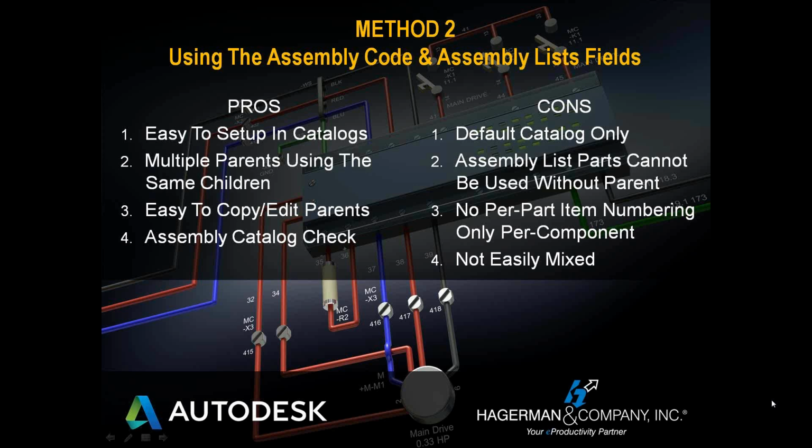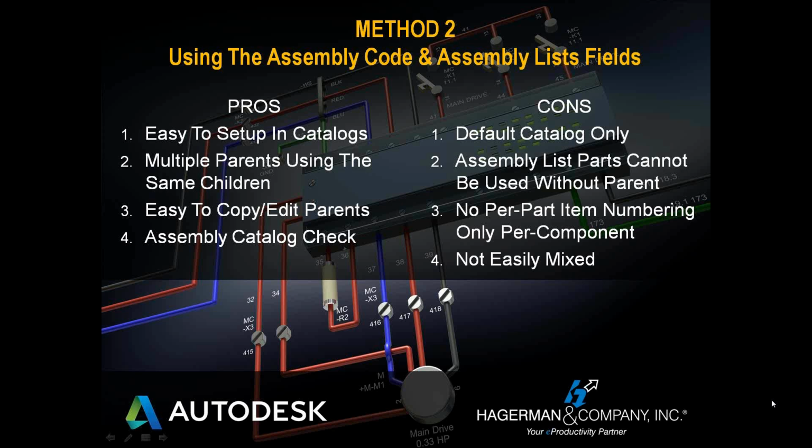No per part item numbering, only per component. Again, if you're doing per component numbering, that's a pro for you. Most of my clients do per part item numbering, so that becomes a con for them because they want to separate that stuff. So that one can go either way depending on what system you use.